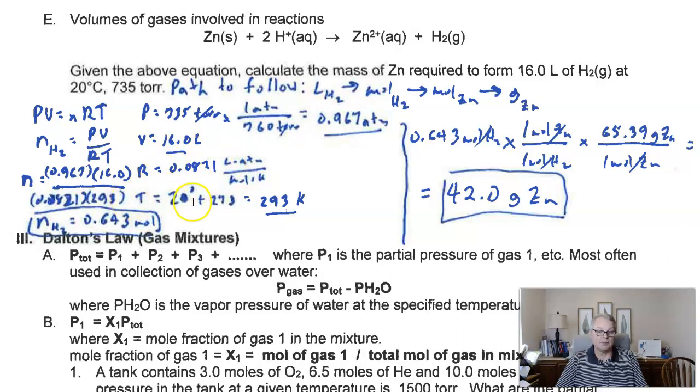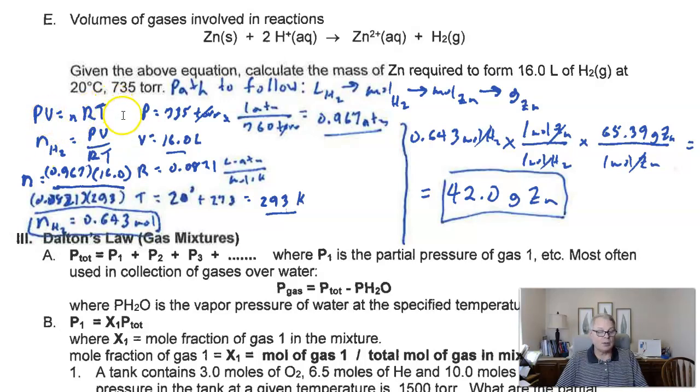Okay. Do I know the temperature? Well, I know it's 20 degrees Celsius. Can I leave it as 20 degrees Celsius? No, I have to change that to Kelvin. So you're going to add 273, and so my temperature is 293 Kelvin. I'm going to take all these values and plug them into this equation: 0.967 times 16 divided by 0.0821 times 293, and I get 0.643 moles of hydrogen gas. Anytime you need to go from liters of a gas to moles of a gas, use PV equals nRT. Here's your liters, that's your volume. There's your moles. So if you need moles, solve for n.